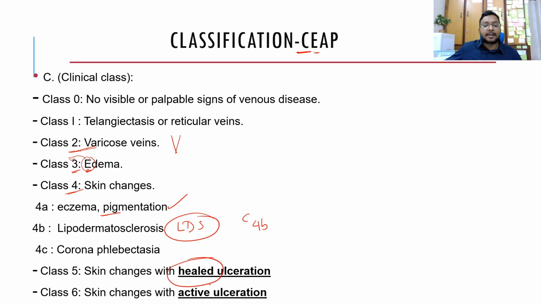Now, C5 is healed venous ulcer. Already healed venous ulcer. Whereas if it is an active venous ulcer, we will call it as C6. Again, in C2 and C6, there are two categories. C2R. R is nothing but recurrent. So whenever a patient is coming to you with recurrent varicose veins, you call it as C2R. Whenever a patient is coming to you with a recurrent venous ulcer, you call it as C6R. R is again recurrent. All right.